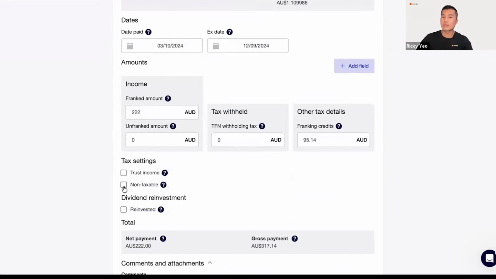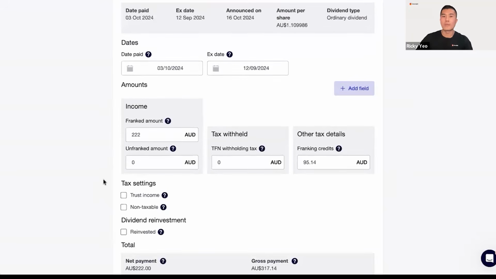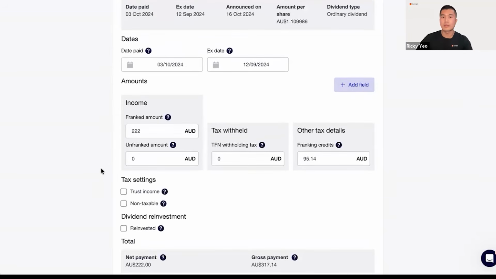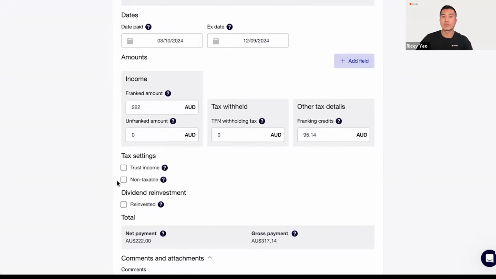Non-taxable, in most cases, you won't even use this either. I think there are only some edge cases where, for example, some bonds or some tax-exempt pool development funds are not taxable. So you have to tick that, and then it will not show up in the taxable income report.